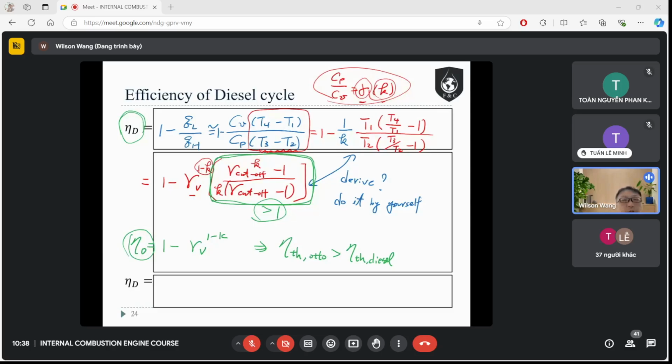Although we know that in terms of power, of course the diesel engine is higher than the gasoline engine, that we know in terms of horsepower. But we are talking about the thermal efficiency. In terms of thermal efficiency, the Otto cycle is higher than the diesel cycle.